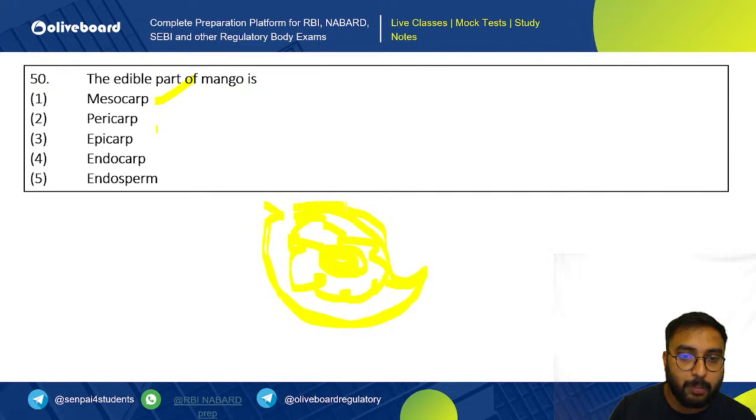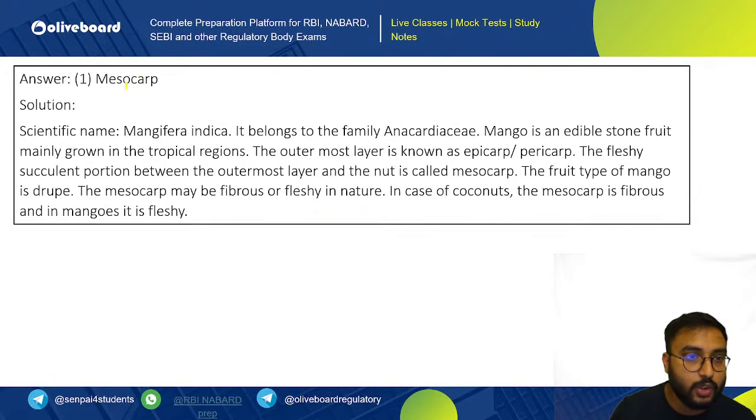So we know the outside part of the fruit is called exocarp, and the fleshy part is called mesocarp. Similarly, pericarp, epicarp and endocarp are other parts of the fruit wall. So the answer, when I'm talking about the edible part of the mango, is mesocarp. The outermost layer is known as epicarp or pericarp; it is also called exocarp. The fleshy or succulent part which we eat is mesocarp, and endocarp, we all know, is the innermost part which is sticking to the seed.